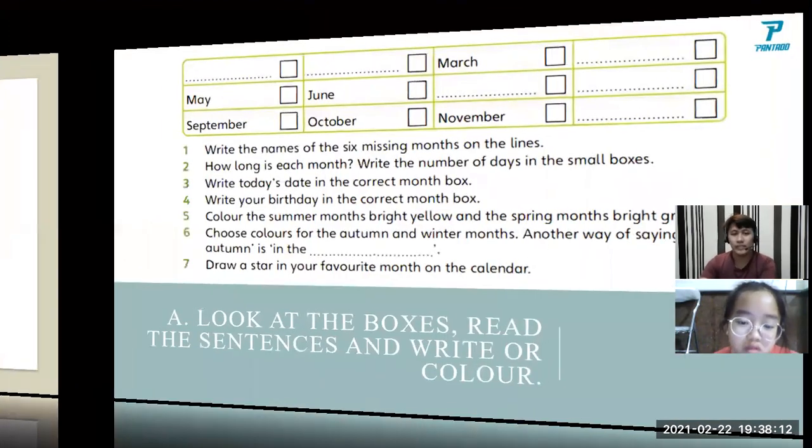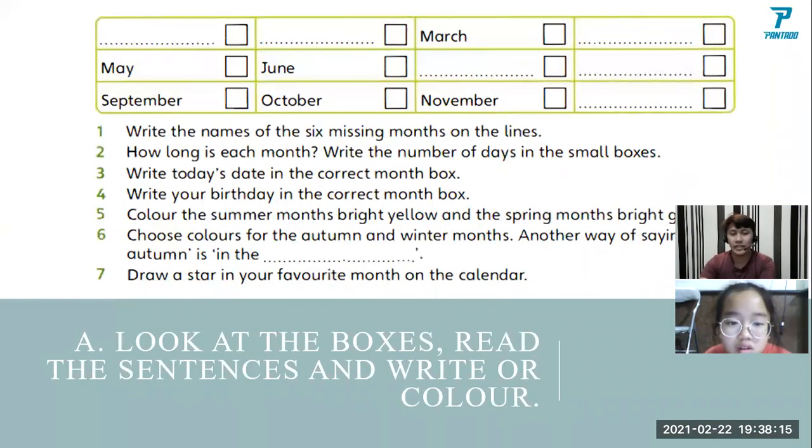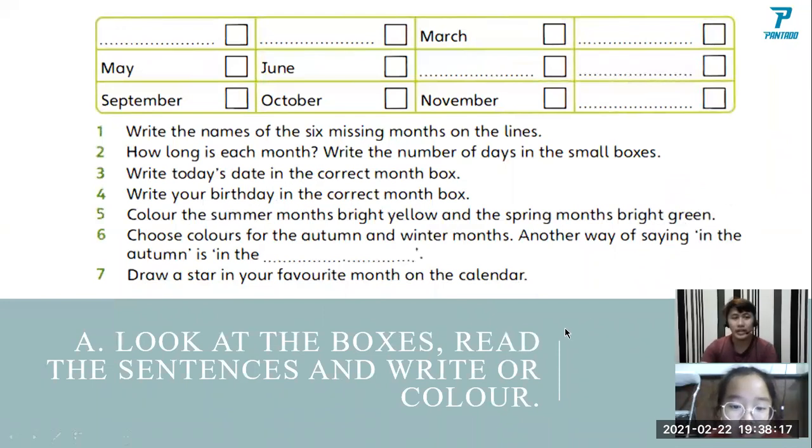So let's move on. I have sentences here, so let's try to do number one. Look at the boxes, read the sentences and write or color. Number one, write the names of the six missing months on the line. Can you put their names? Yeah. Okay.